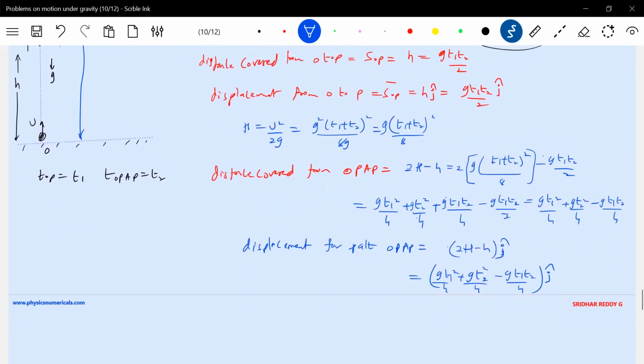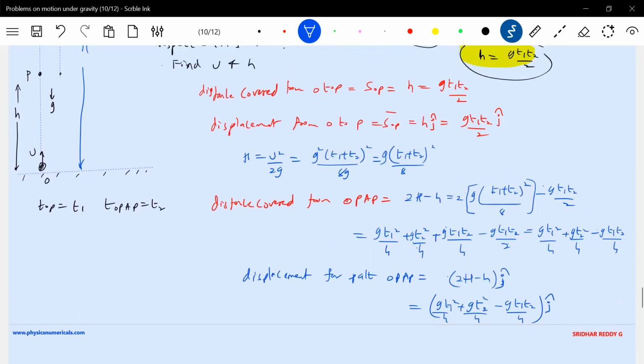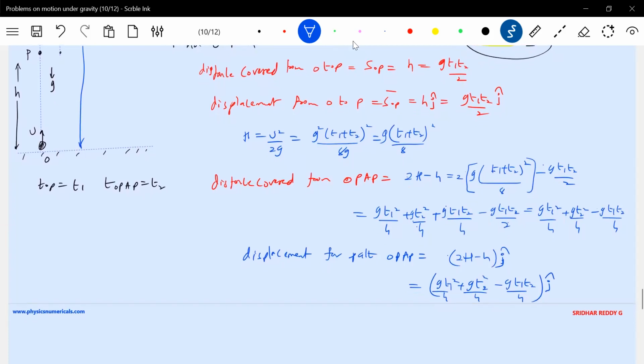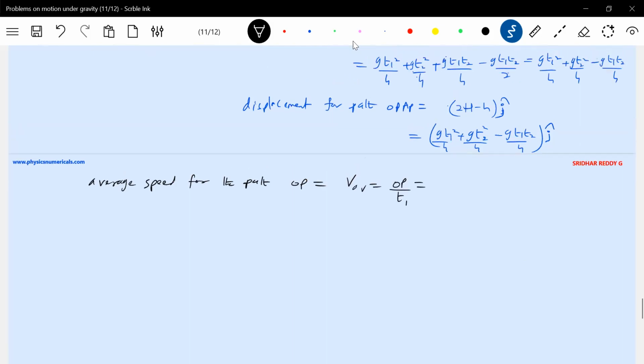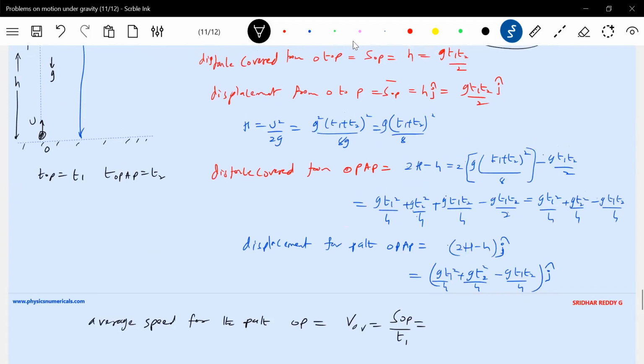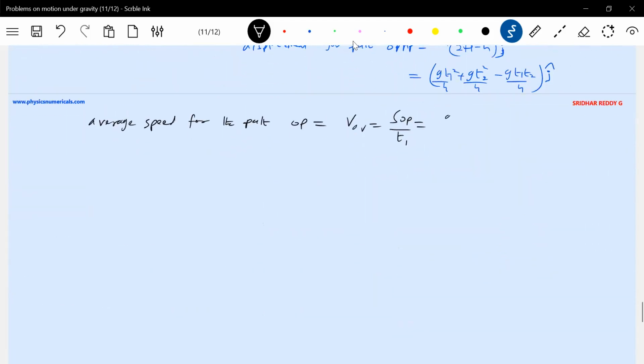What about average speed and average velocity? I think here only we can write it, no? So average speed is equal to distance covered. So average speed for the path O P should be equal to S_OP by t1. Now what is S_OP? The distance covered S_OP is equal to h only. So I'll directly write it: g t1 t2 by 2 by t1. So this should become equal to g t2 by 2.